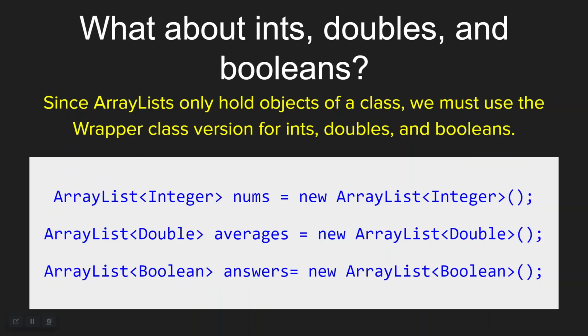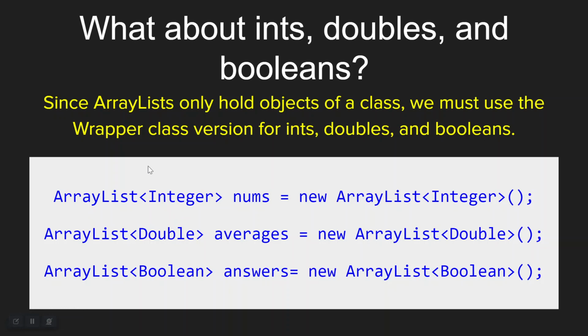But what about ints, doubles, and booleans? Since array lists only hold objects of a class, you can still use ints, doubles, and booleans with ArrayLists, but you have to use the wrapper class version for them, which basically means you have to capitalize the first letter and make sure you're spelling them out completely. You might remember this wrapper class from a previous unit. We haven't looked at it in a while, but one of the reasons we learn about the wrapper class is because we have to use it in order to use ArrayLists.